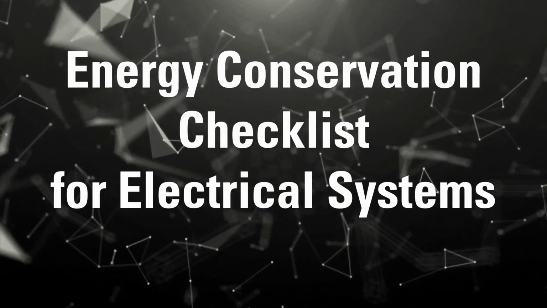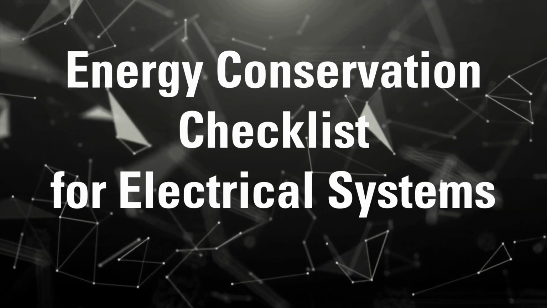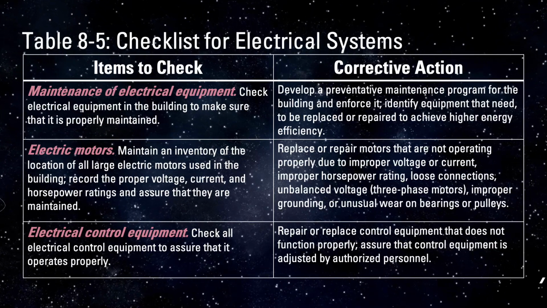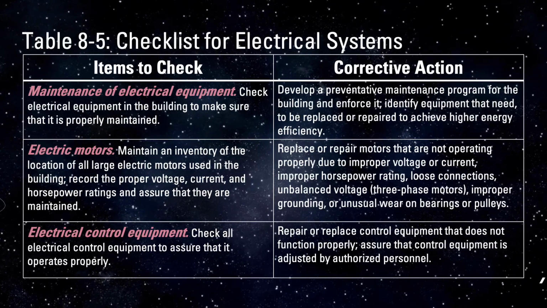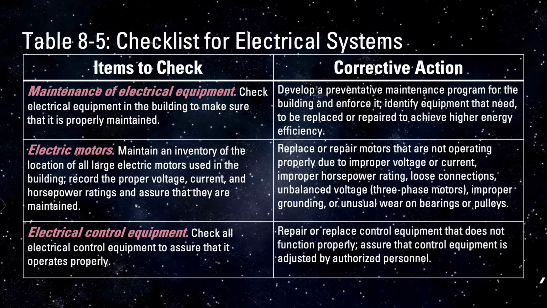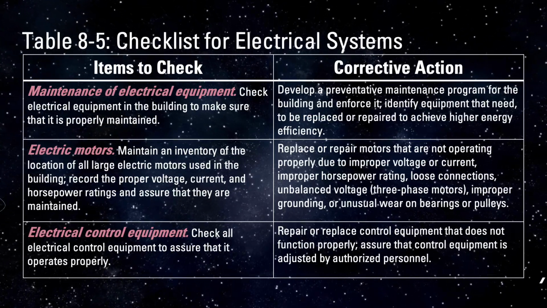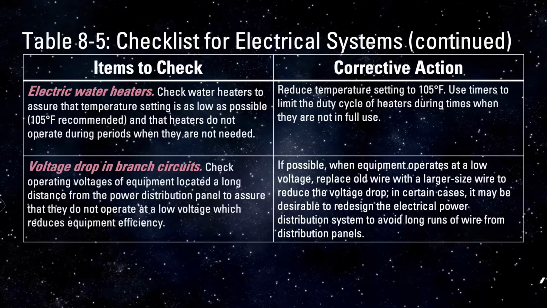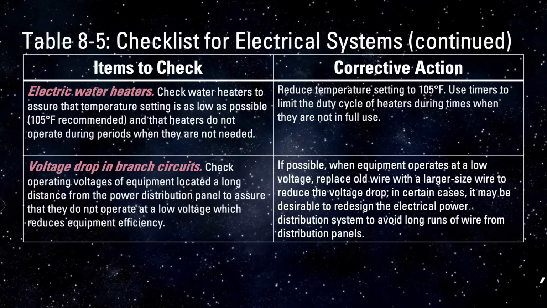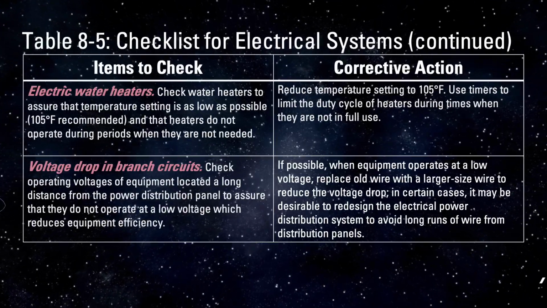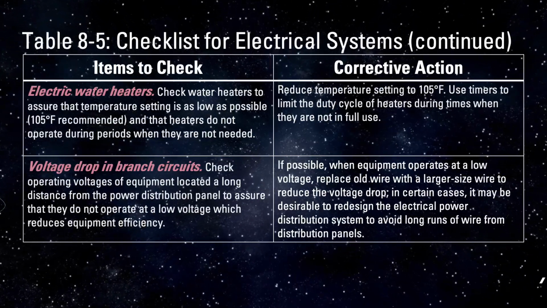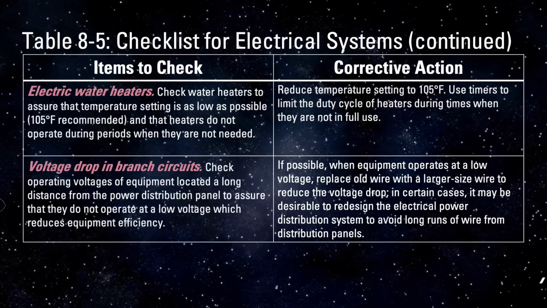Let us now go over an energy conservation checklist for electrical systems. This is the first part of the energy conservation checklist for electrical systems. We can check for the following items and apply the respective corrective action for each item. This is the second part of the energy conservation checklist for electrical systems. We can do the same thing we did with the first part. We can first check the following items and apply the appropriate corrective action for each item.